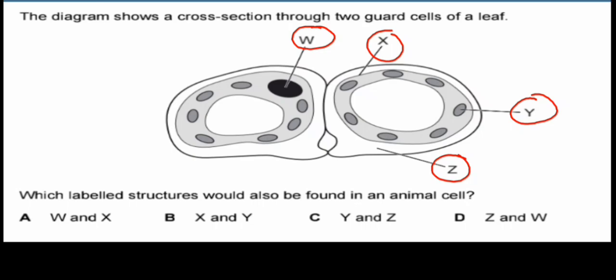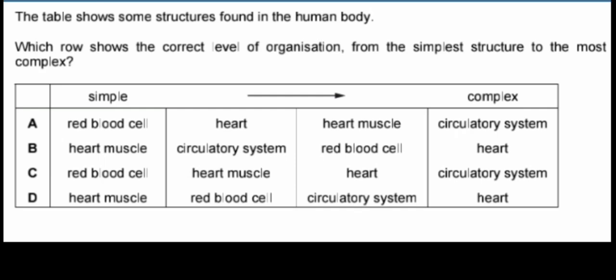Then the question is saying which labeled structures would also be found in an animal cell. So now you're going to find that an animal cell doesn't have the chloroplast and also the cell wall. It only has the nucleus, the cell membrane, the cytoplasm, and so on. So meaning the only answer which is going to be qualified here is going to be X and W, which is going to be A.